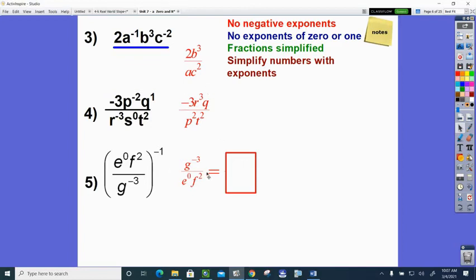Now this becomes like what we did here. Do I move this guy? And the answer is yes. He's going to go to the bottom and become g to the positive 3. The e to the 0 becomes a factor of 1, and 1 times f squared, the 1 is going to look like it just disappeared. And does this f squared move? The answer is no. He has a positive exponent. So what got left was a factor of 1 over f squared times g to the third. So that gives you an idea just how to work with 0 exponents and negative exponents.